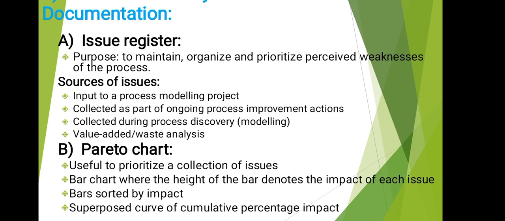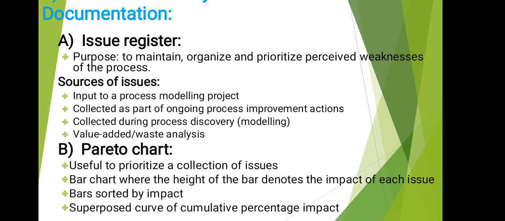So issue register is something which maintains, organizes, and prioritizes perceived weaknesses of the process. For example, there is a weakness, there is a defect, or let's say there is a shortage of something in an ongoing process, and we do not document it. And the other day we again start the same process and we again face the same issue. So due to the lack of documentation, we would see the issue again and again. So documentation comes very handy. It's important to document everything.